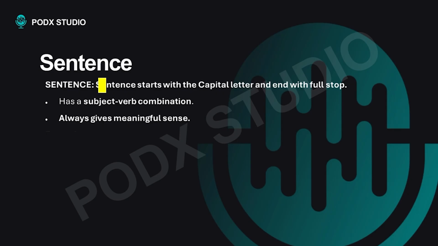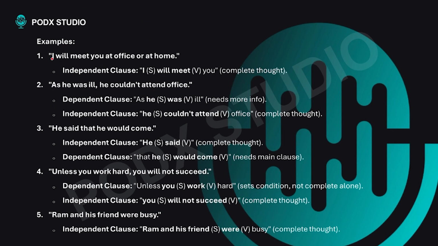Sentence. A sentence starts with a capital letter and ends with a full stop. It will have the subject plus verb combination, and it will always give you the meaningful sense. That's called a sentence. For example, I will meet you at office or at home. Here the subject is I, and will meet is the verb. So here it is an independent clause. Why? Because it is giving the meaningful sense. I will meet you. That is a complete thought.